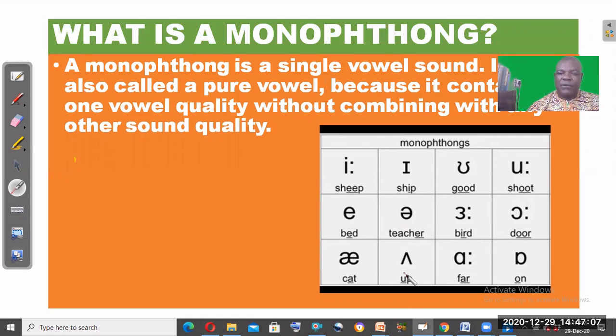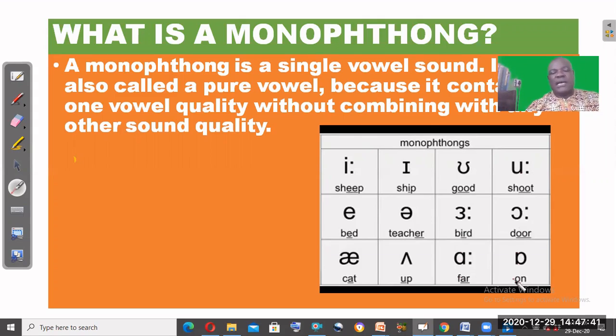Then we have R. That's a central vowel sound. R as in car. U as in good. As in bed. R as in far. U as in shoot. O as in door. And O as in on.